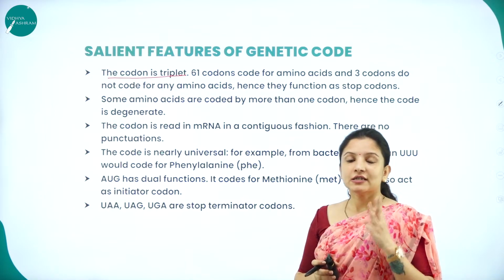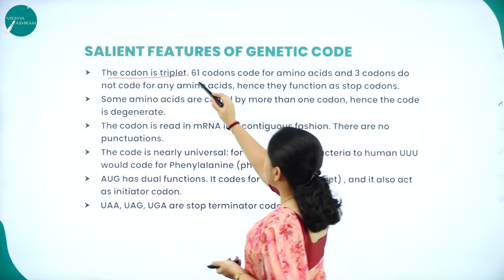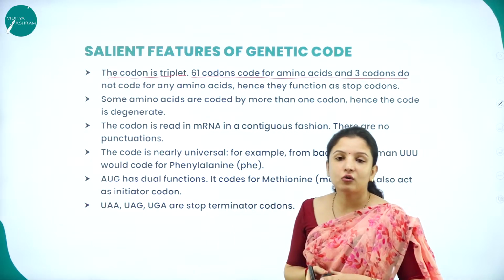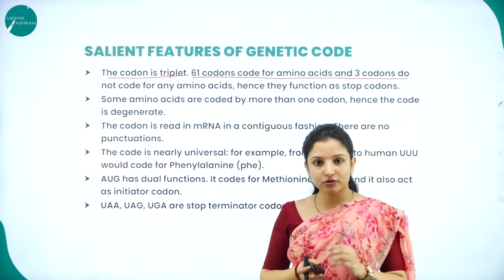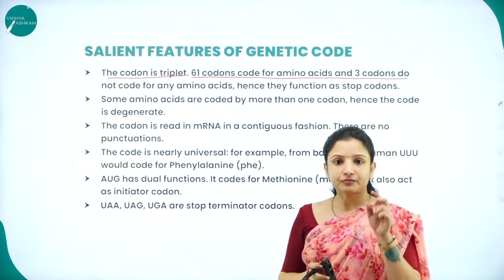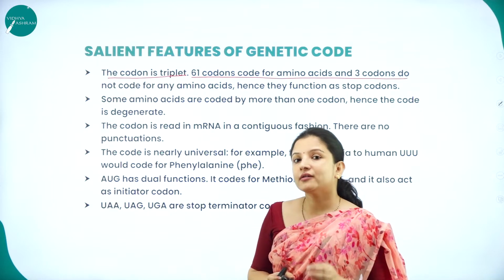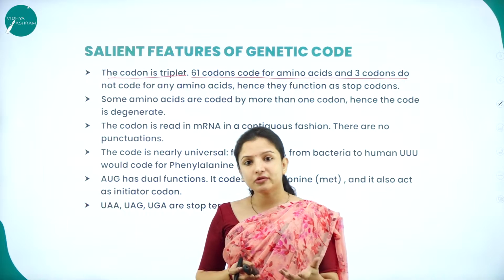So the codon, as I told you, is a triplet because a single codon consists of 3 nucleotides. Therefore, 61 codons code for amino acids. I told you how many codons are there? 64 codons. Will all the 64 codons code for amino acids? No, right? Out of the 64, 61 codons code for amino acids, wherein they produce 20 to 21 different types of amino acids. And what about the other 3?